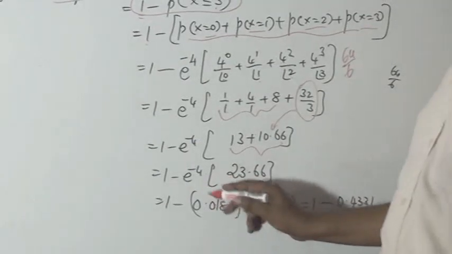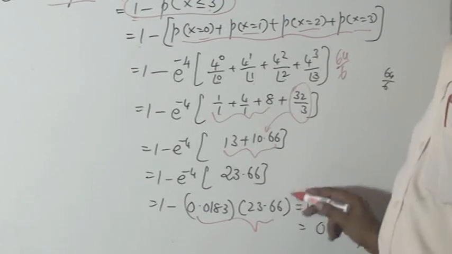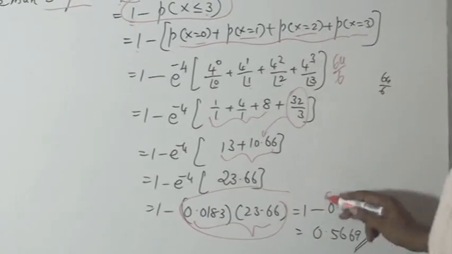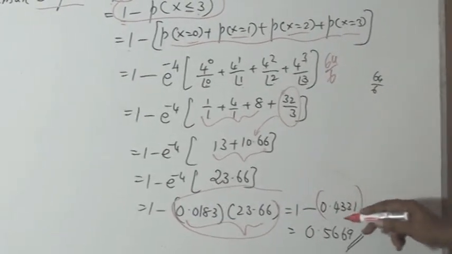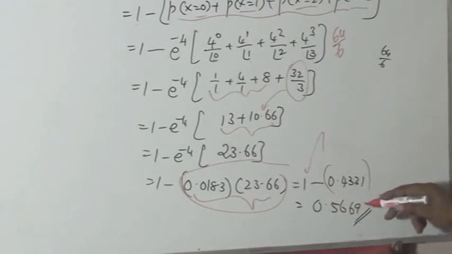Therefore what is e power minus 4 value? 0.0183 into 23.66. So when you multiply these two values we will get 0.4331. So you have to subtract from the total probability 1. So we will get 0.5669.